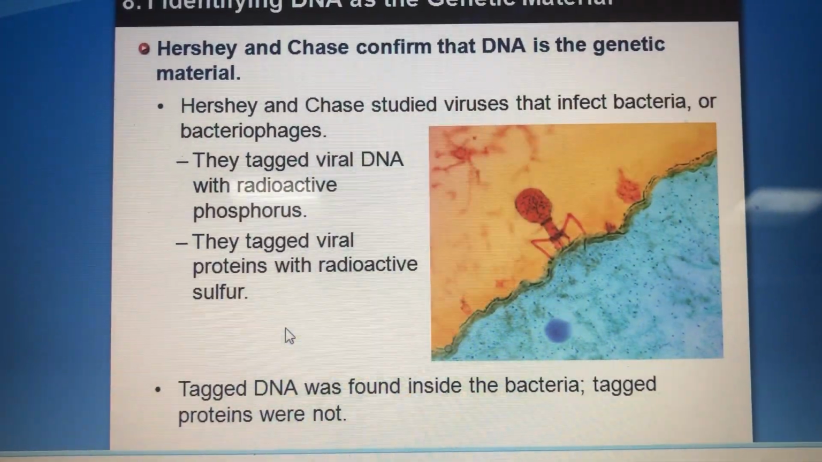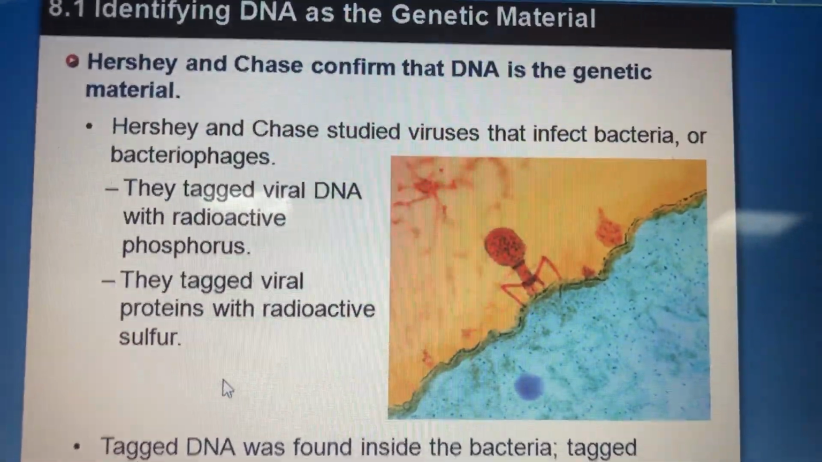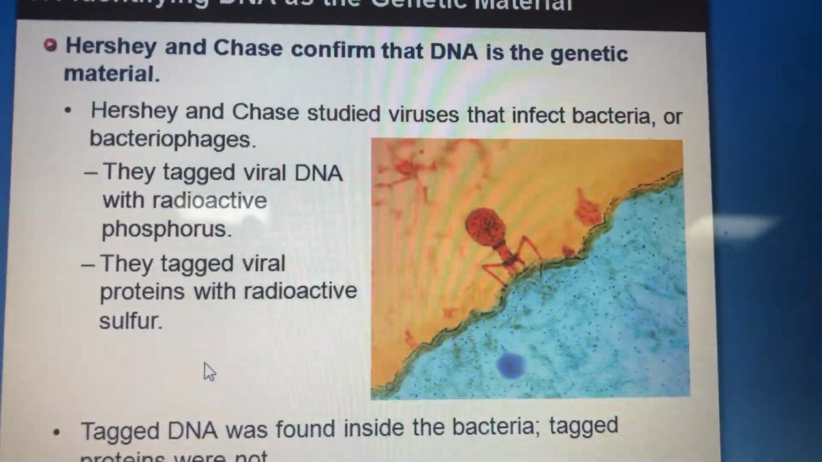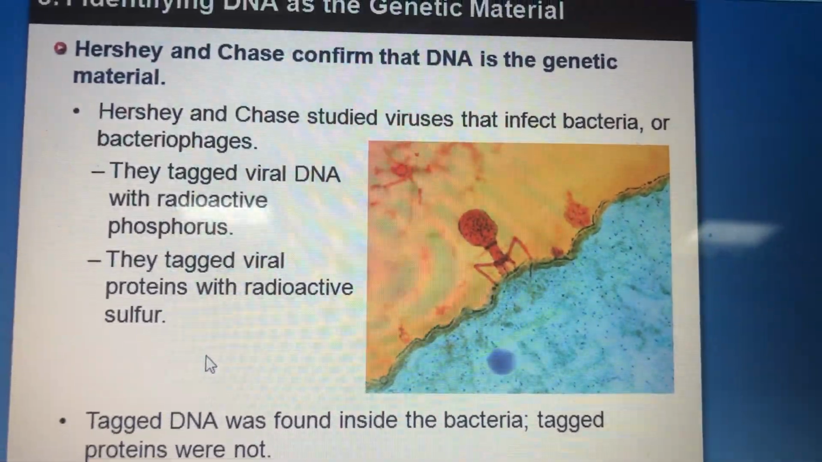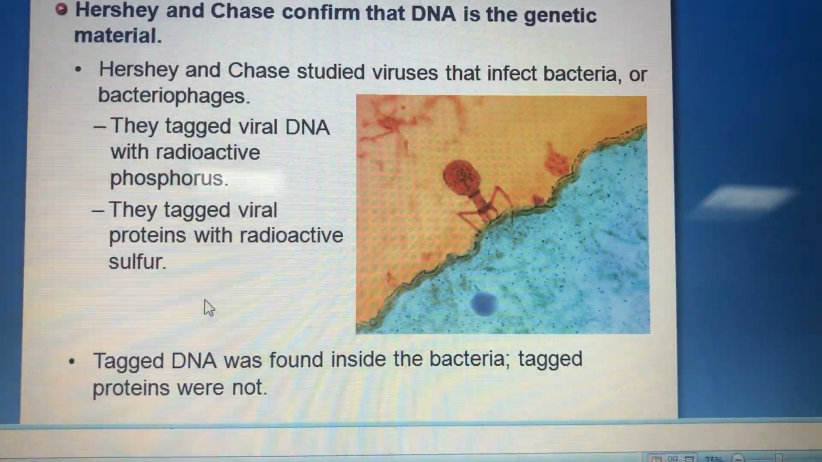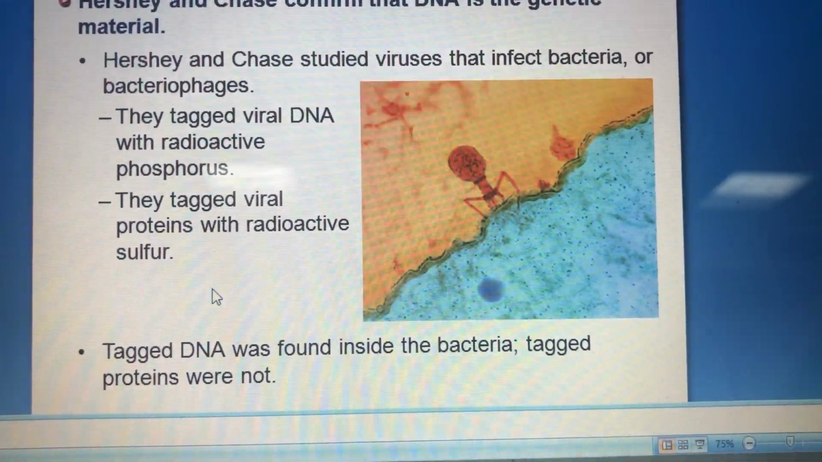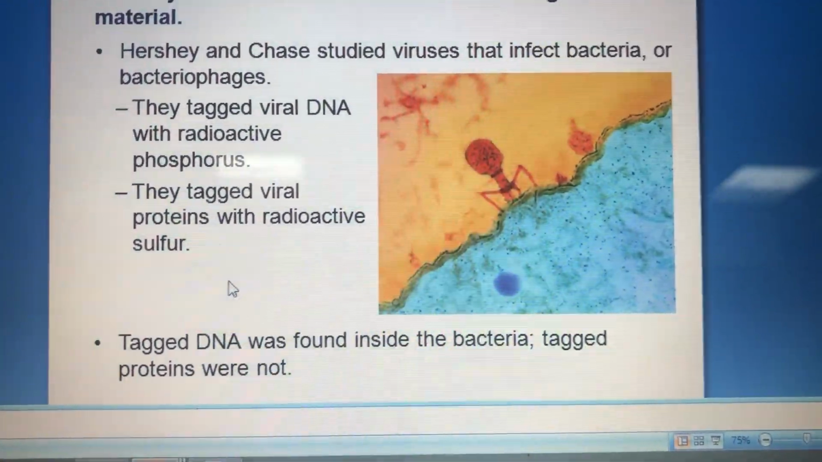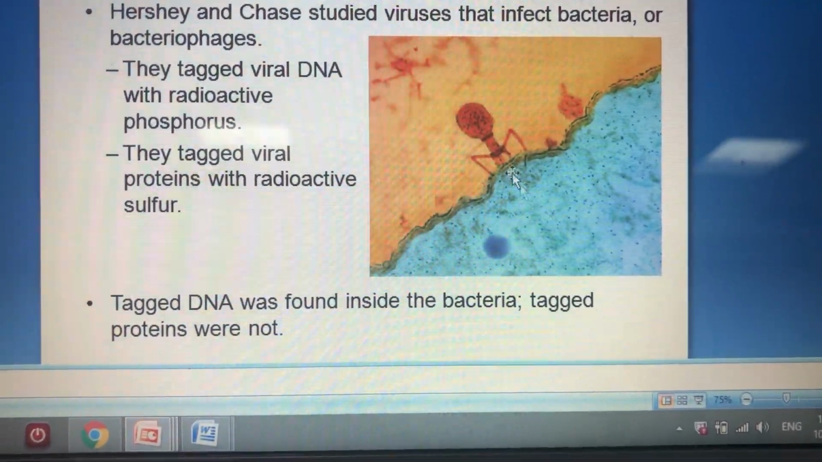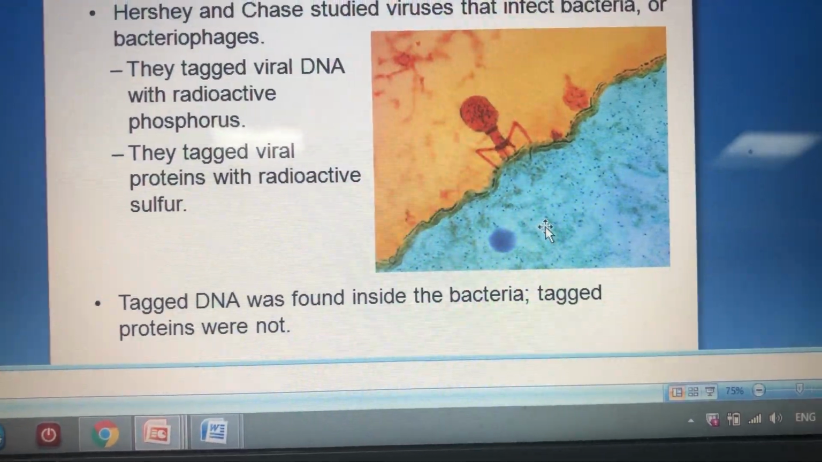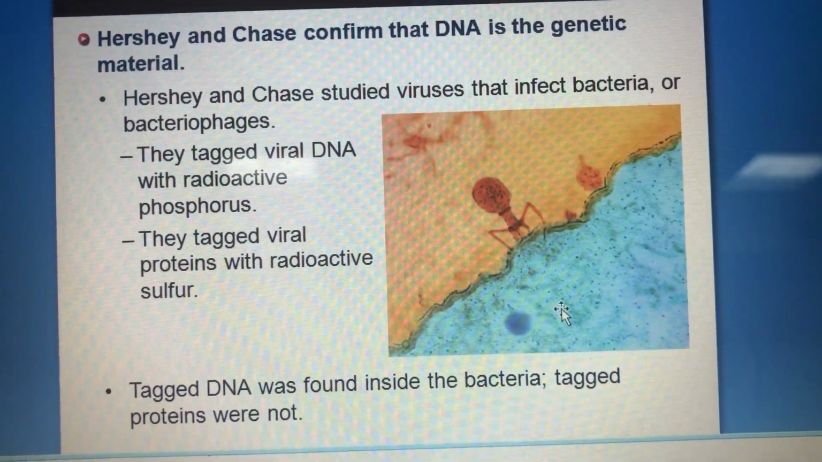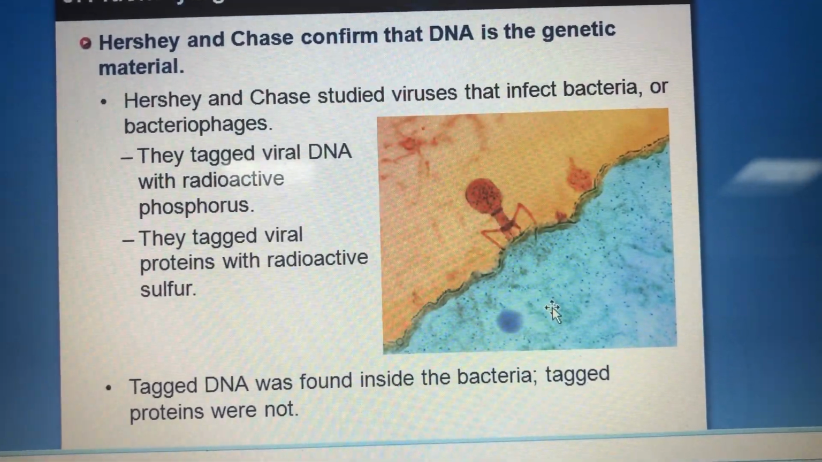So after Avery came Hershey and Chase, and they confirmed that the DNA is the genetic material, or the transforming material, by tagging a virus, which is a bacteriophage, with radioactive phosphorus for DNA, and another virus of the same type with radioactive sulfur. They observed that the material injected from the virus into the bacteria was the DNA, not the virus protein. So they concluded that this transforming material that infects the bacteria is the DNA. Okay?